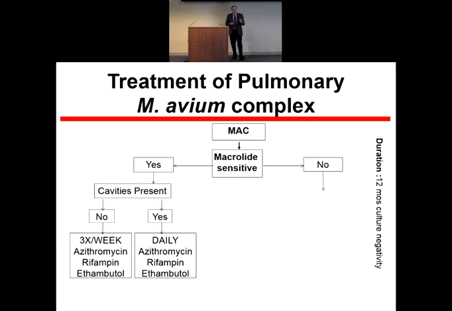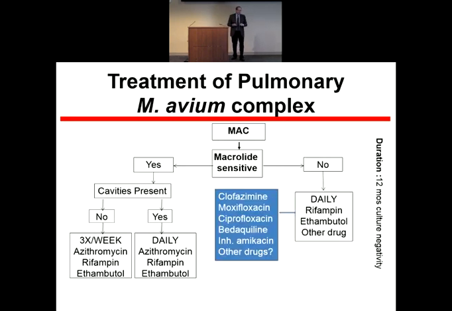If they do have resistance to the macrolides, you can't use the macrolide. It doesn't work, and there's a study showing if you continued it, it did not improve outcomes. So we stopped the macrolide. Now we have to find another drug. And this is kind of our list of other drugs.